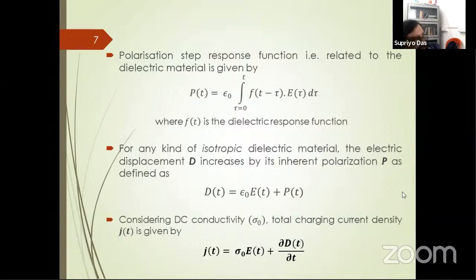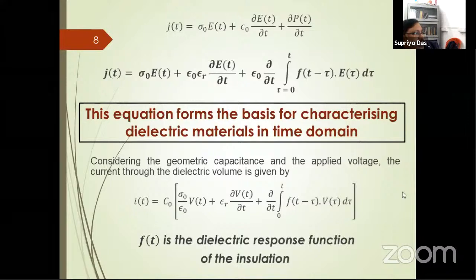And once we consider the conductivity of the medium, the total charging current is given by epsilon E del D del t, where D is replaced by epsilon naught E plus P. From there we get an equation: J(t), the charging current density, equals sigma naught E plus epsilon R del E del t plus epsilon naught del del t of the integration of the dielectric function f times E(t). This highlighted equation forms the basis for time domain analysis, or characterizing any dielectric material in the time domain.